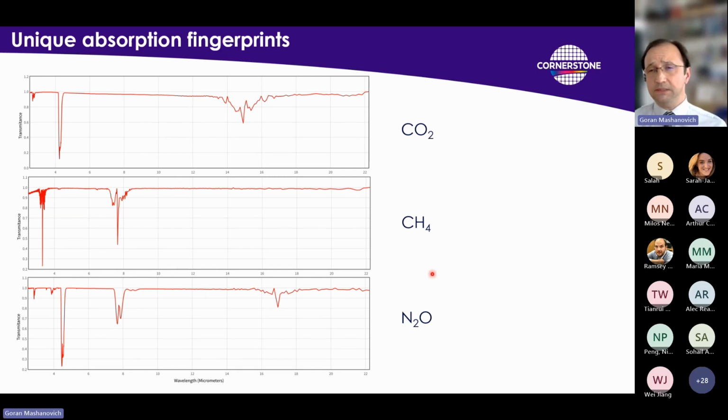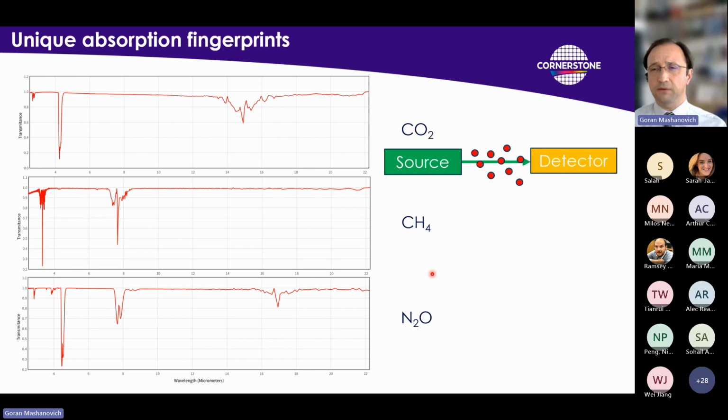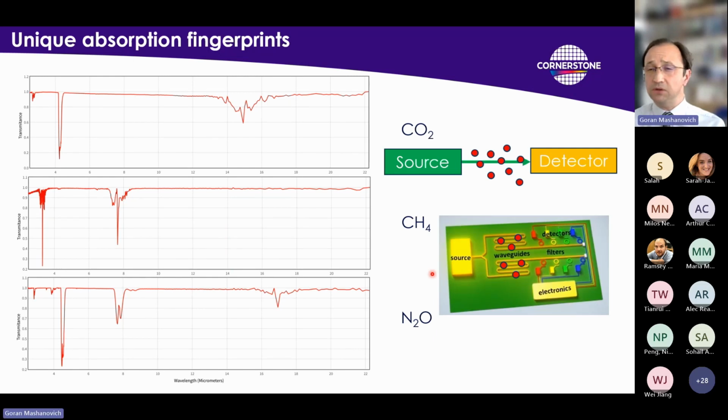How can we sense these gases? We can use 3 paths between source and detector. In some cases it could be meters or tens of meters if we want to detect small concentrations of these gases. Or what we're really interested in is using integrated silicon photonic chips that may have source, detectors and electronics all integrated in the same chip. And then we have waveguides, and through the evanescent field of an optical mode that goes through that waveguide, we can detect the presence of these gases.